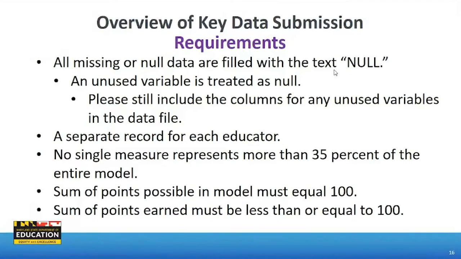There must be a separate record for each educator. No single measure should represent more than 35% of the entire model. This particularly comes into play with the waiver. For example, if your district was using two different student growth measures before the waiver and had assigned 50% of the model to student growth, if you're now using student growth as a single measure, you should not assign the full 50% to the remaining student growth measures. In addition, the sum of points must be equal to 100, and the sum of points earned must be less than or equal to 100.